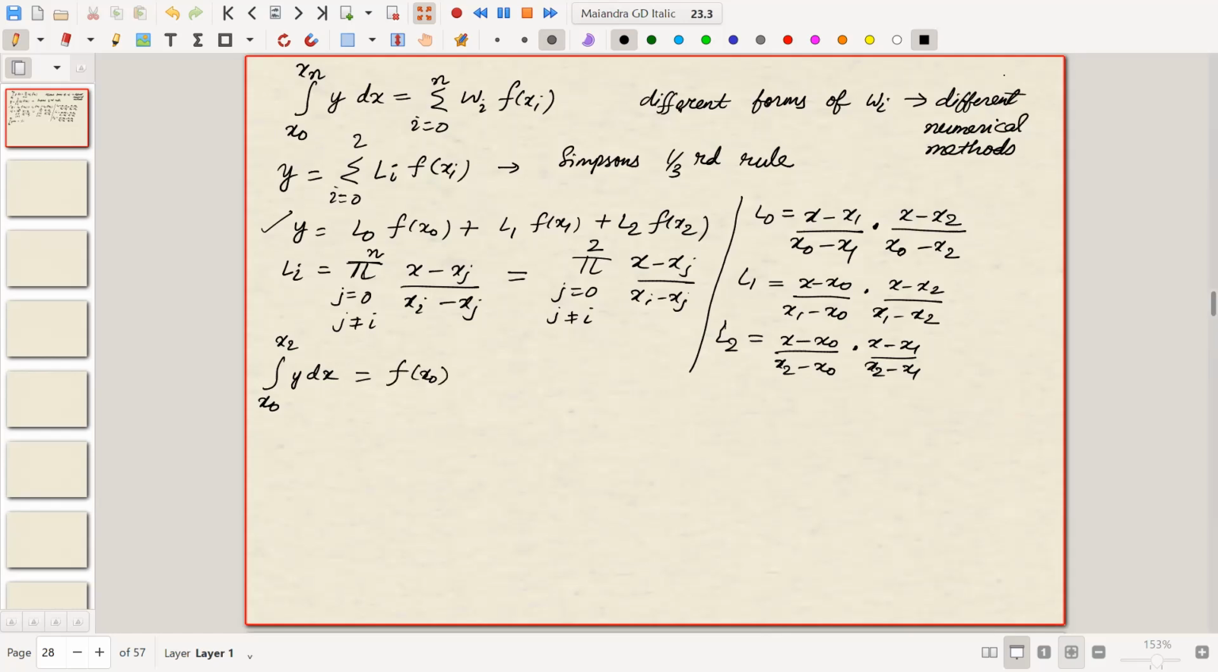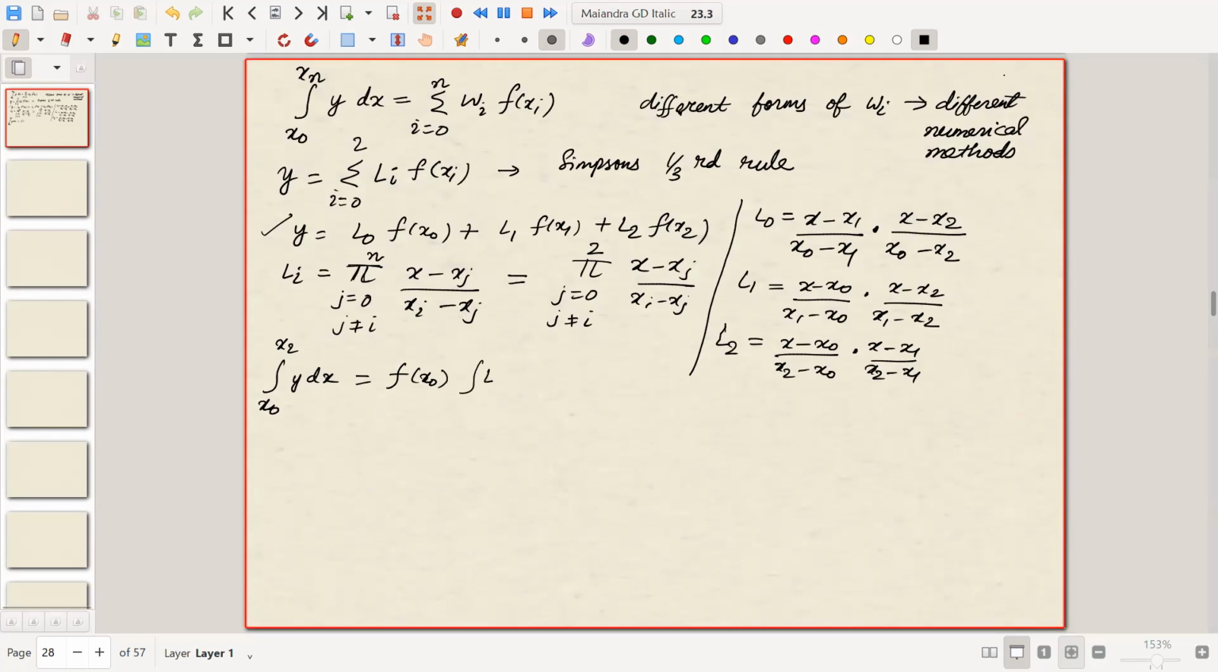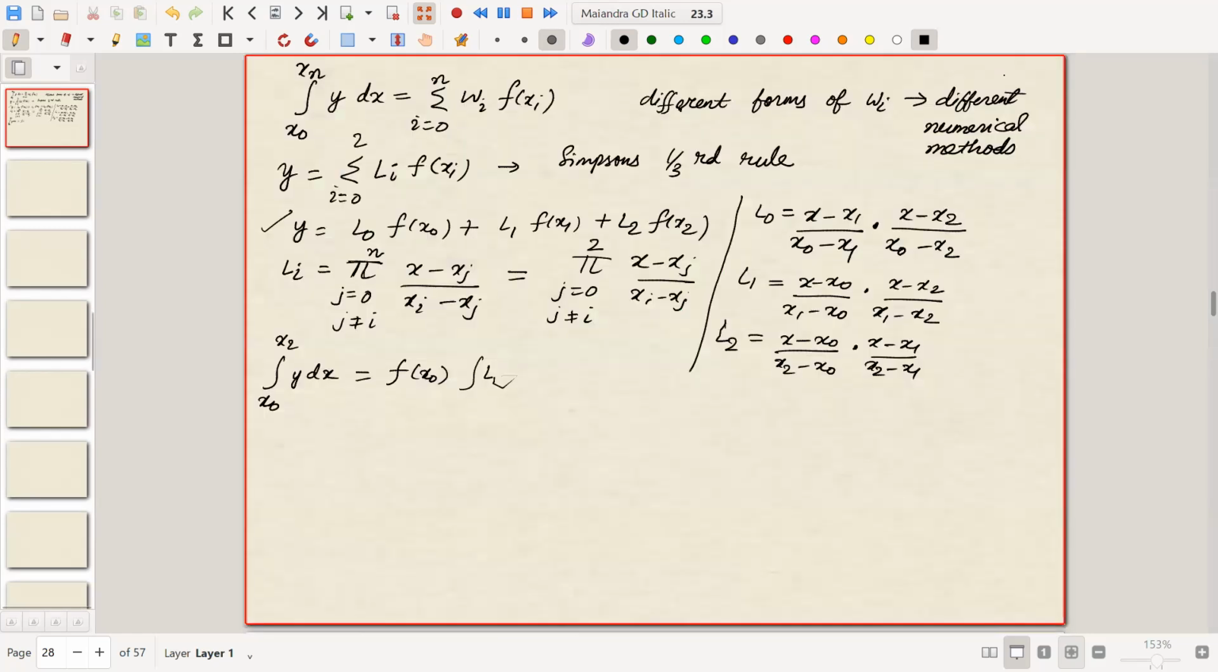f of x0 is a constant, so it will just be L0 dx, right? From x0 to x2, f of x1, x0 to x2, L1 dx, plus f of x2, L2 dx, right? And you know the forms of L0, L1, and L2.